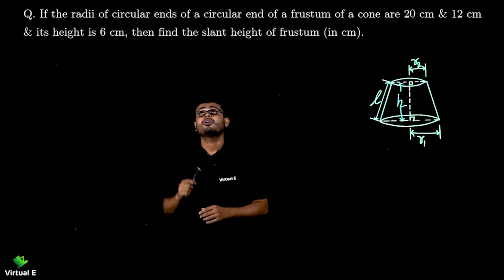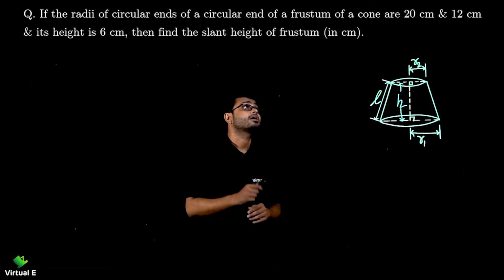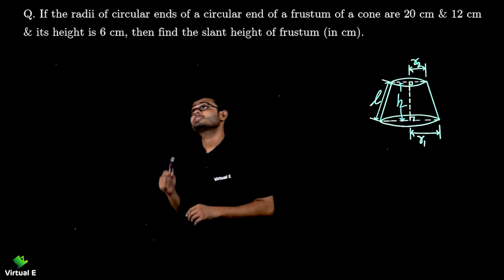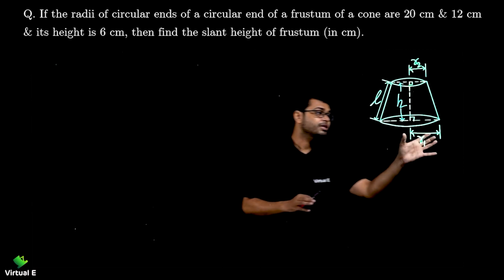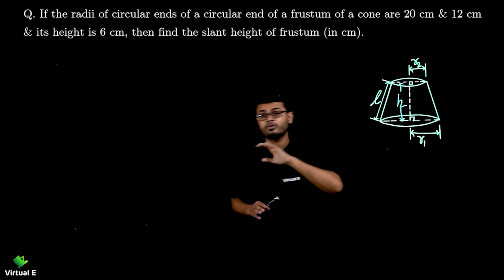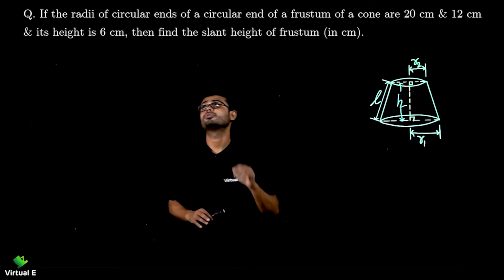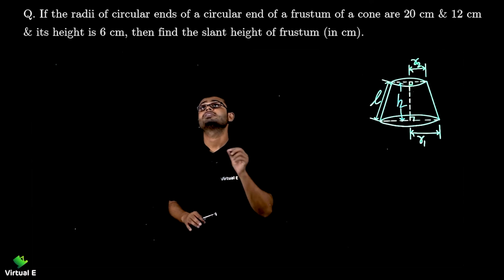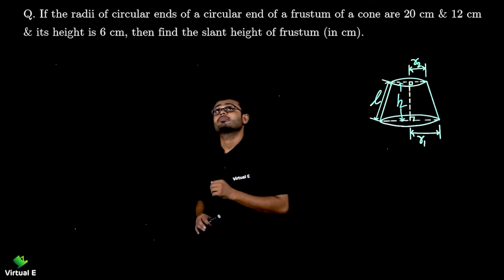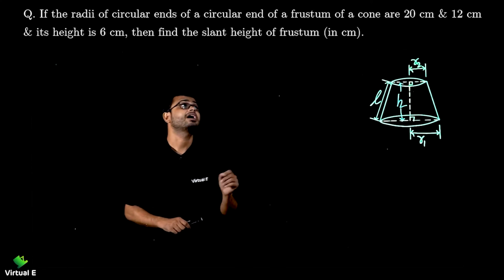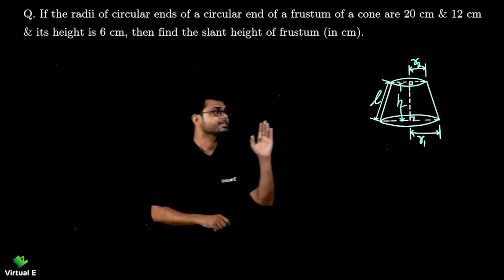If the radii of circular ends of a frustum of a cone are 20 cm and 12 cm. Okay, so the radii are already given, 20 cm and 12 cm. Straightforward, it is given. No diameter, no quantity missing so far. And the height is 6 cm. So this h value is also given, 6 cm. Then find the slant height of the frustum in centimeter. So we only need to find the slant height.